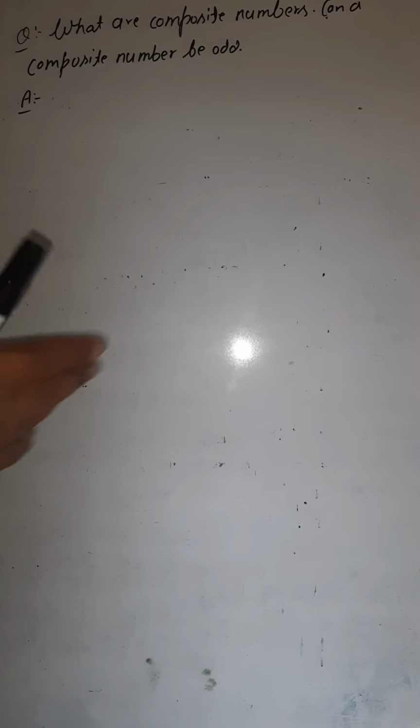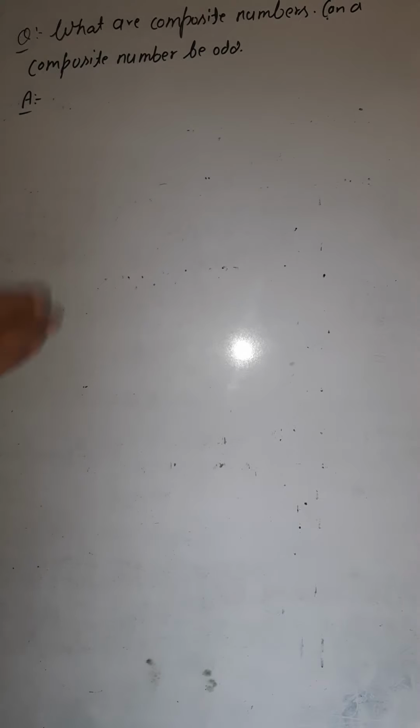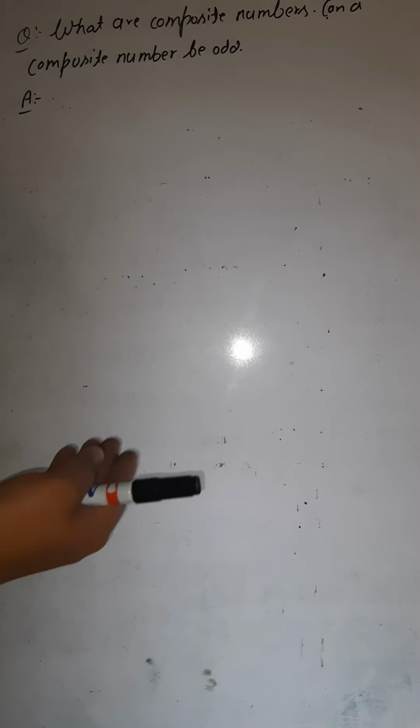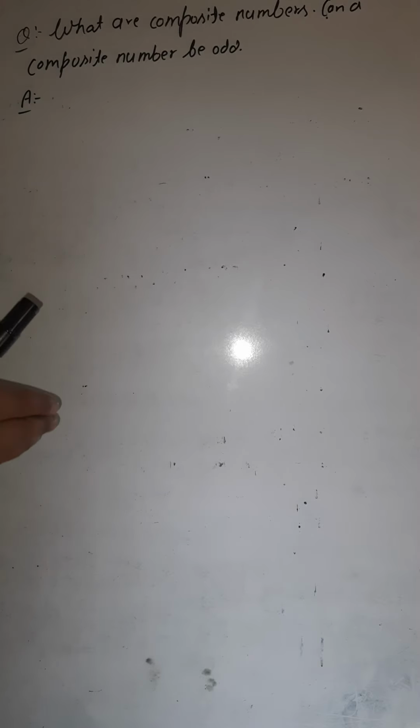Okay, do not count one. Numbers with more than two factors are called composite numbers, and numbers with only two factors are prime numbers. So this is about the composite number.